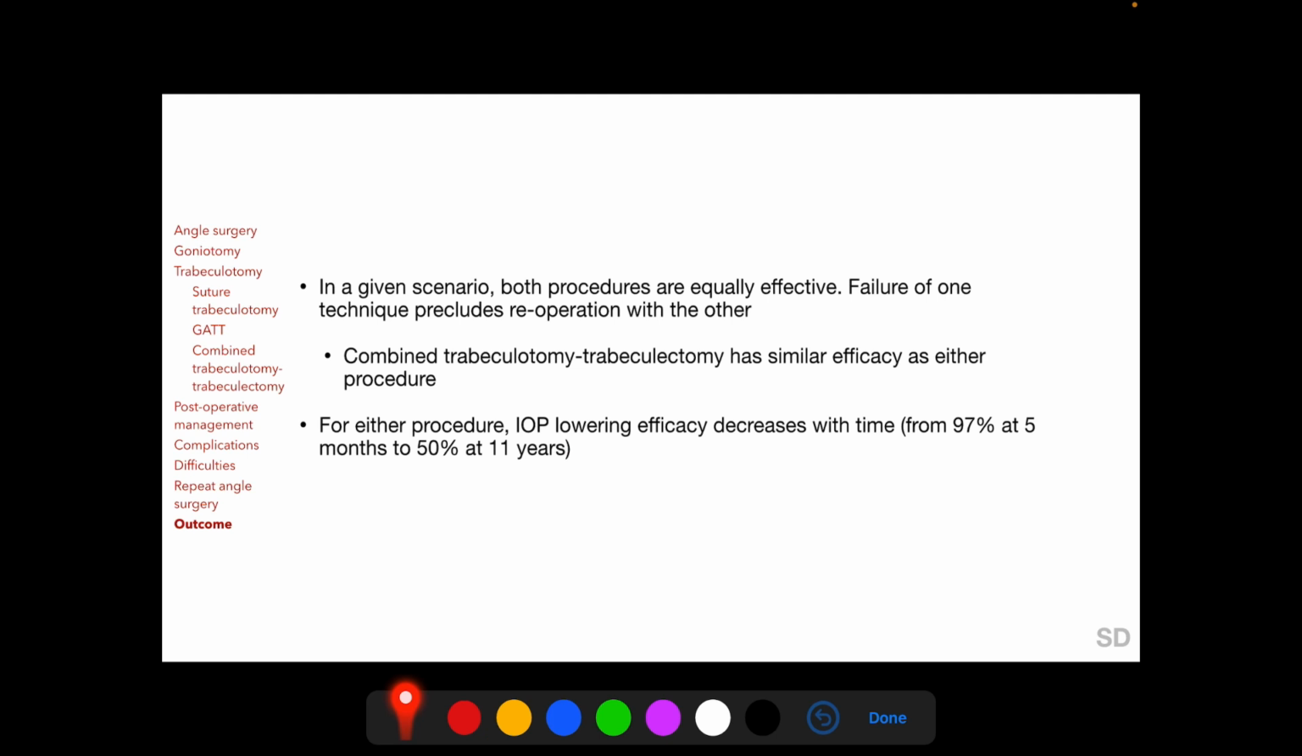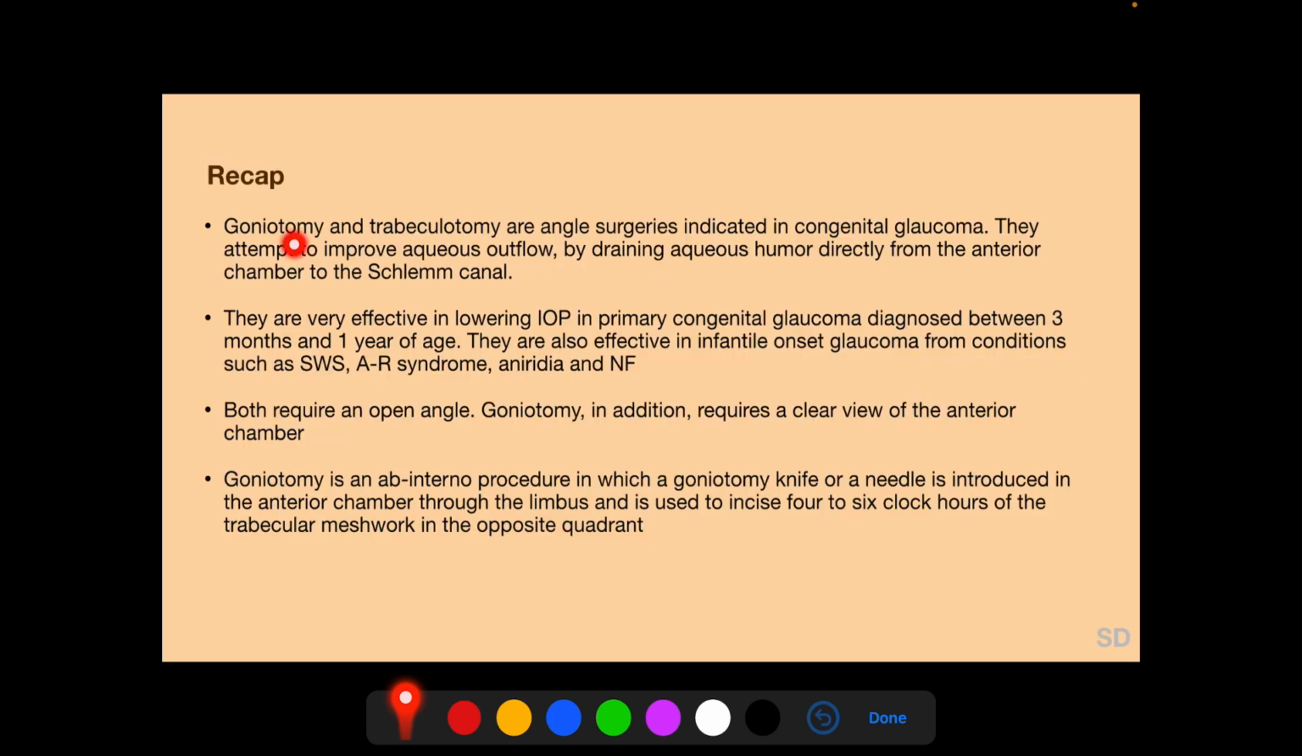To recap the salient points, goniotomy and trabeculotomy are angle surgeries indicated in congenital glaucoma. They attempt to improve aqueous outflow through the physiological pathway by draining aqueous humor directly from the anterior chamber to the Schlemm's canal. They are very effective in lowering intraocular pressure in primary congenital glaucoma diagnosed between 3 months and 1 year of age. They are also effective in infantile onset glaucoma in conditions such as Sturge-Weber syndrome, Axenfeld-Rieger syndrome, aniridia, and neurofibromatosis.